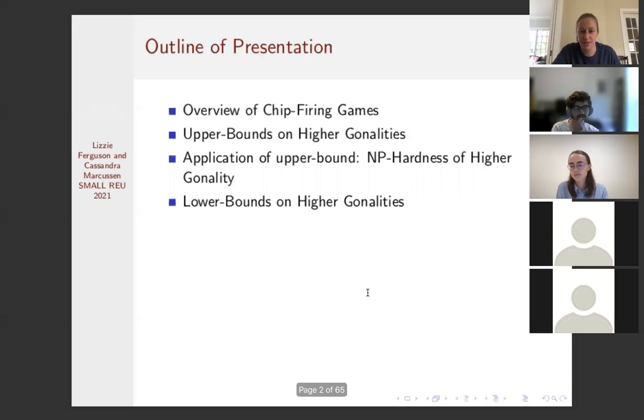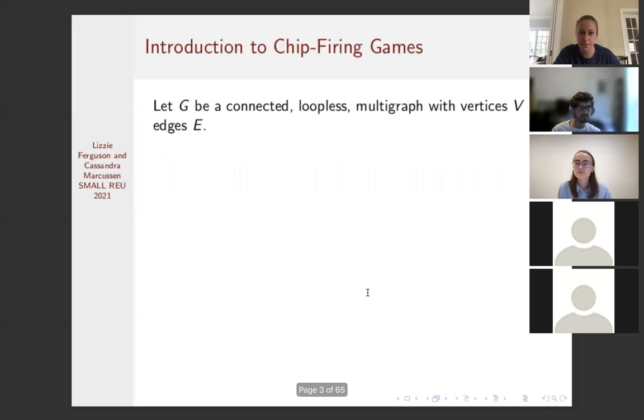Yeah, so in this presentation, we're going to start off with an overview of chip firing games, which is what Shefali just talked about before. We're going to discuss some upper bounds on higher gonalities and an application of that upper bound improving an NP-hardness result. And then we're going to conclude by discussing some lower bounds on higher gonalities. So again, an introduction to chip firing games.